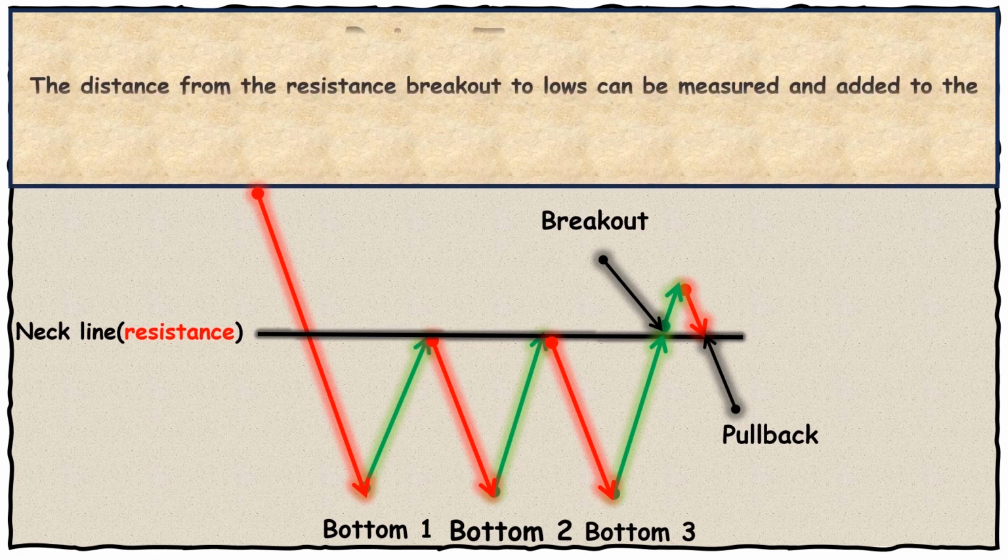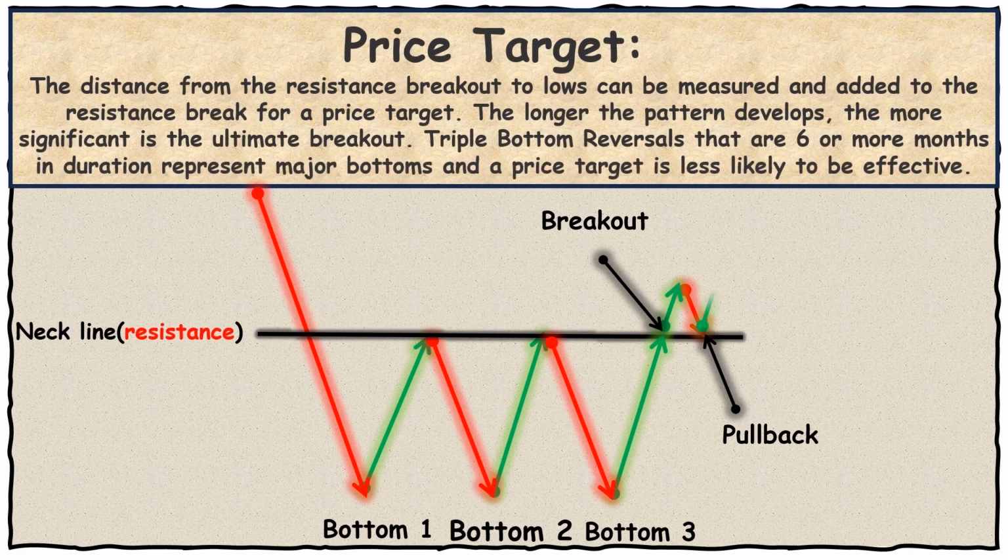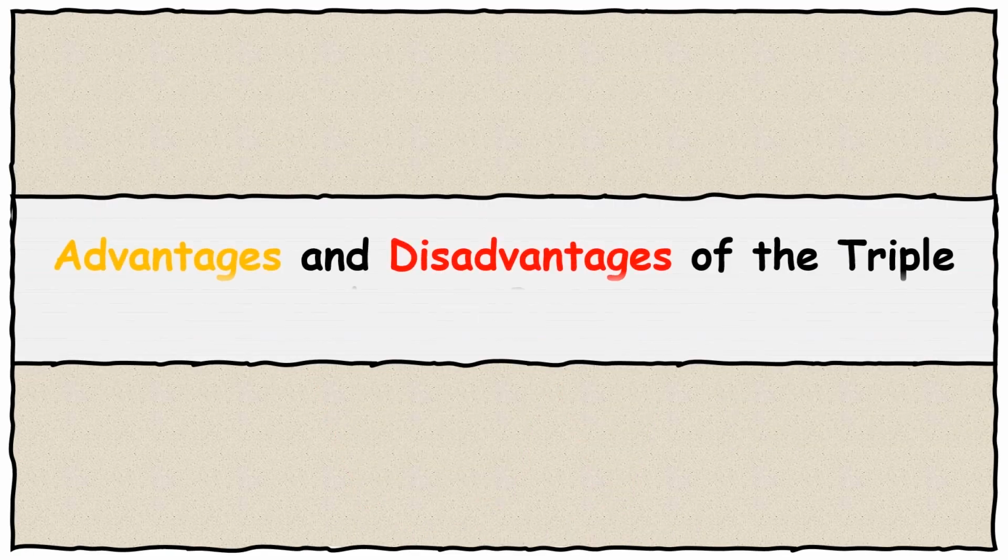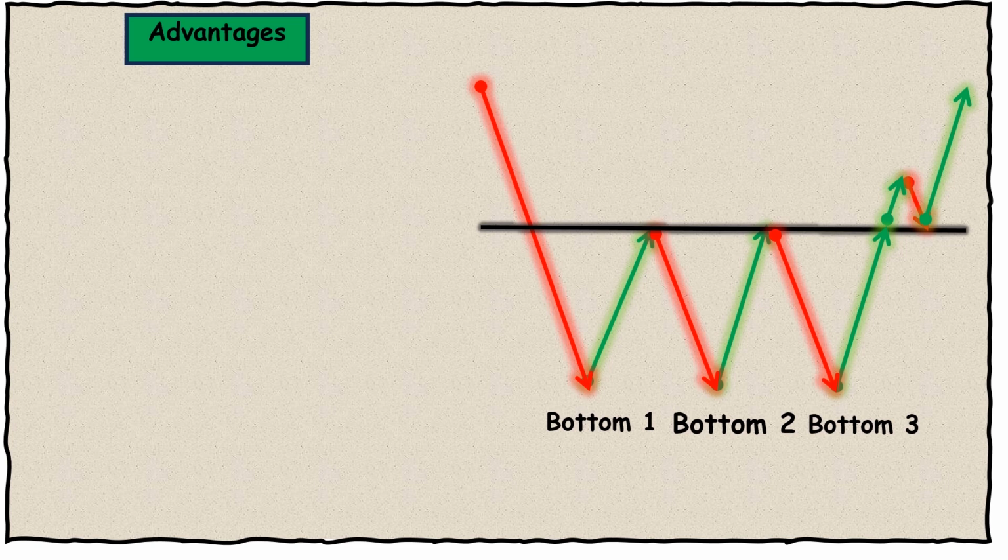6. Price target. The distance from the resistance breakout to lows can be measured and added to the resistance break for a price target. The longer the pattern develops, the more significant is the ultimate breakout. Triple bottom reversals that are 6 or more months in duration represent major bottoms, and a price target is less likely to be effective. Advantages and disadvantages of the triple bottom pattern.